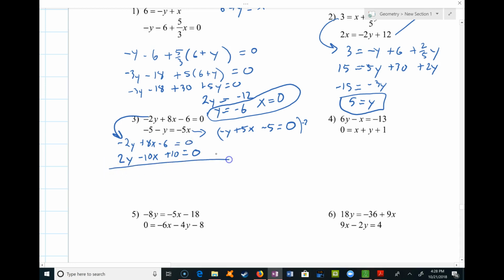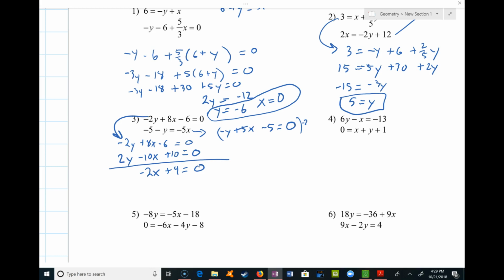So then if I add the two equations together, the negative 2y and the 2y equals 0. 8x plus negative 10x is negative 2x. And negative 6 plus 10 is 4, equal to 0. So notice I did exactly what I wanted to do. I wanted to get rid of one of the variables by adding the two equations together.